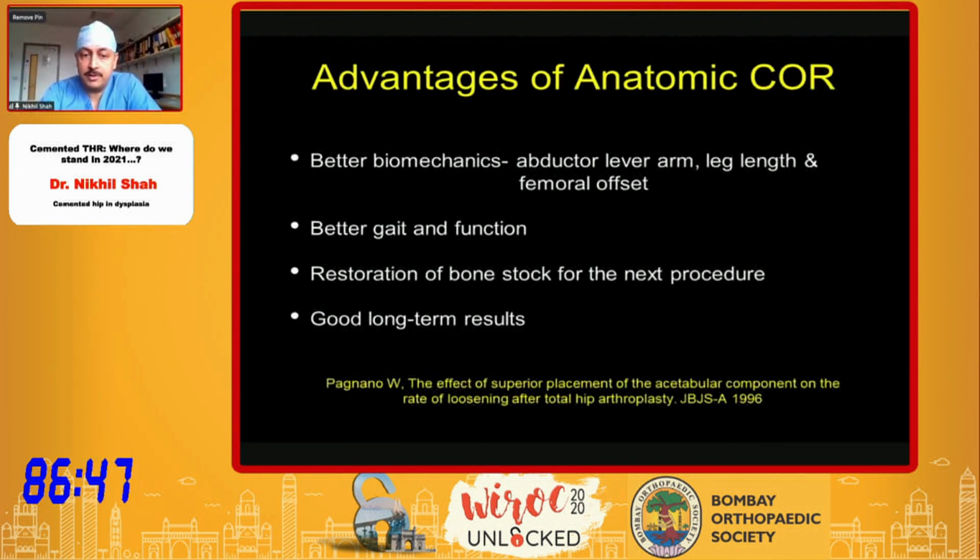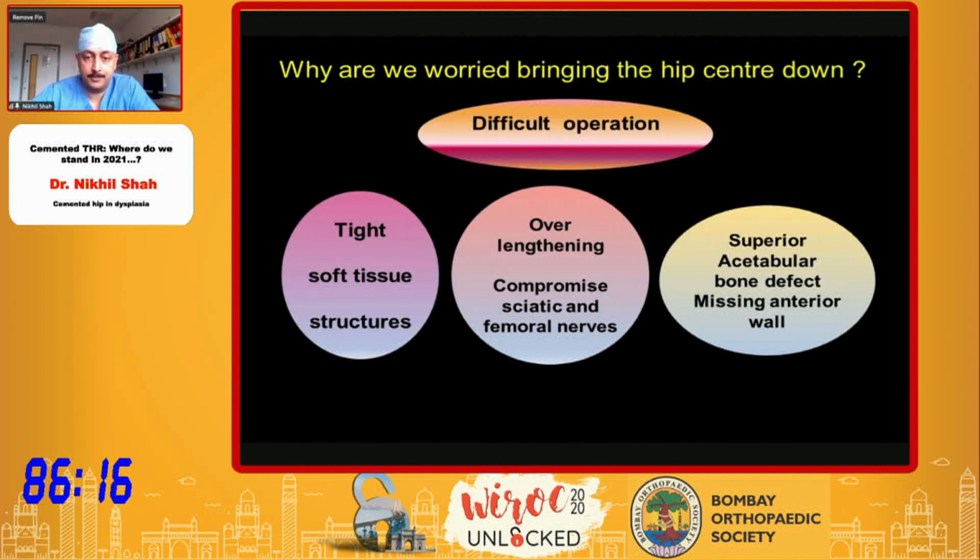So where do we place the hip center? My personal preference is to place it as anatomic as possible. This gives you a better biomechanics, abductor lever arm, leg length, and offset. Therefore, you get a better gait and better function. It allows you to restore the bone stock for the next procedure by using autografting, and therefore it has good long-term results. And at Wrightington, we do believe that every primary that should be done is a physiological primary. You have to try and restore the bone stock for the next operation.